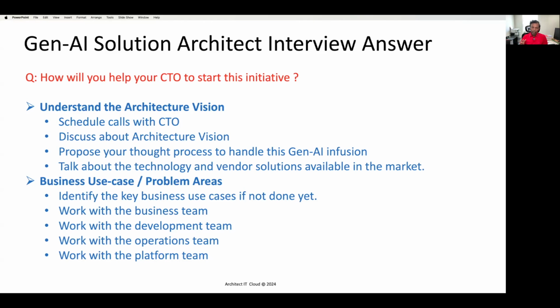And if you identify any skills gap, go and talk to the executive director or CTOs and address those skills gaps.